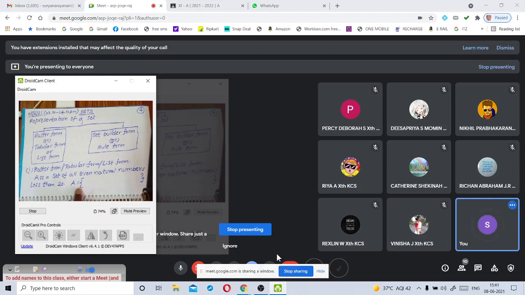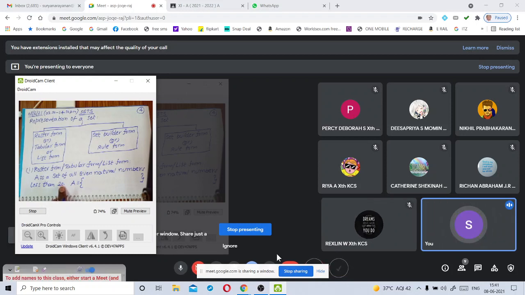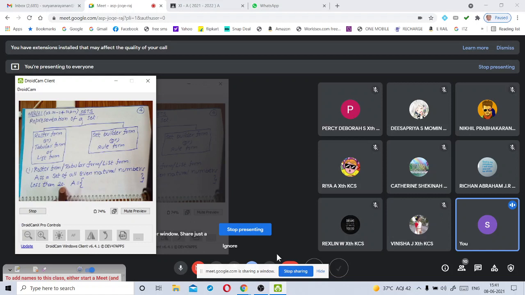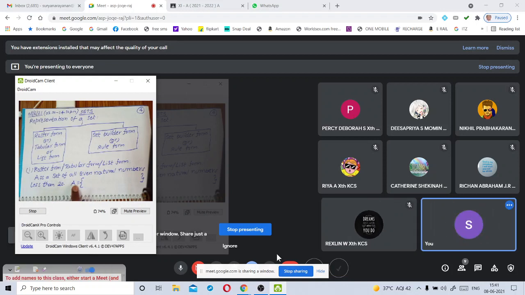Can you tell me what are the even natural numbers less than 20? Even natural numbers less than 20. Can you tell me, Percy? Natural numbers. In the natural numbers, we should select only even numbers but less than 20. Can you tell me the elements of this set?